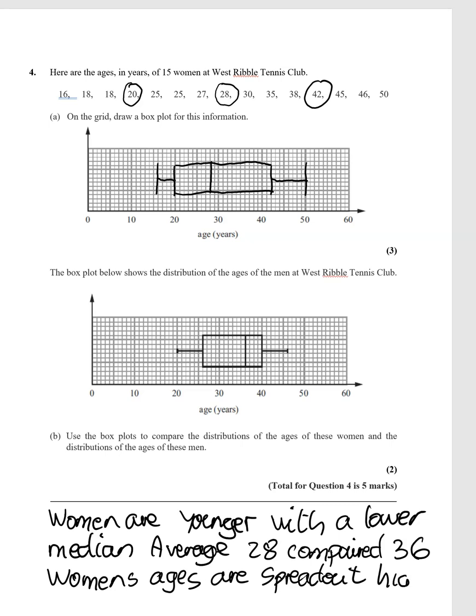They have a higher interquartile range. You would normally get some lines to write this on, but I think they've left this off on the practice paper. But you need two things basically, one about the averages and one about how spread out they are.